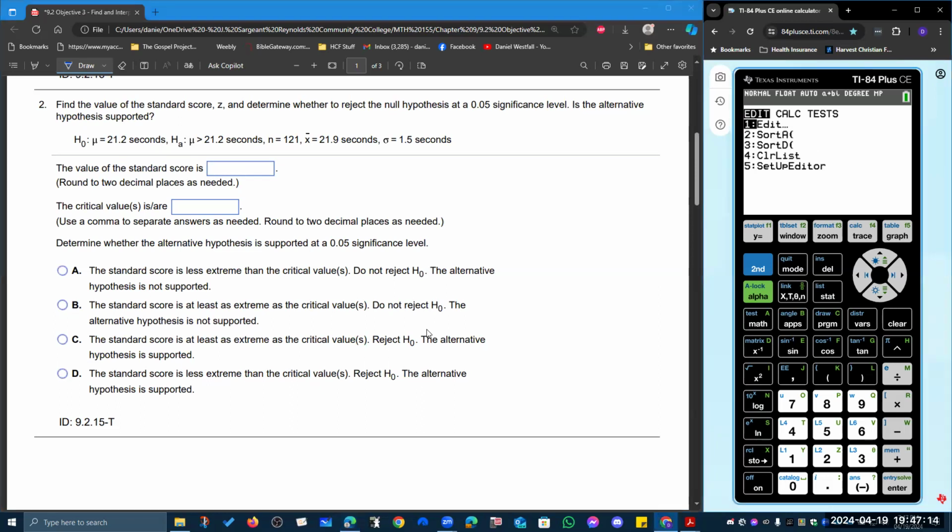Let's go ahead and do stat tests number 1 again. Since n is large here, our claim here is 21.2. Our sigma is 1.5. Our x bar is 21.9. Our n is 121. And we have a greater than situation, and alpha is 0.05 again. And so our critical z value again should be 1.645, but they tell us to round to 2 decimal places. So the value of the standard score is 5.13, which is definitely bigger than 1.65.